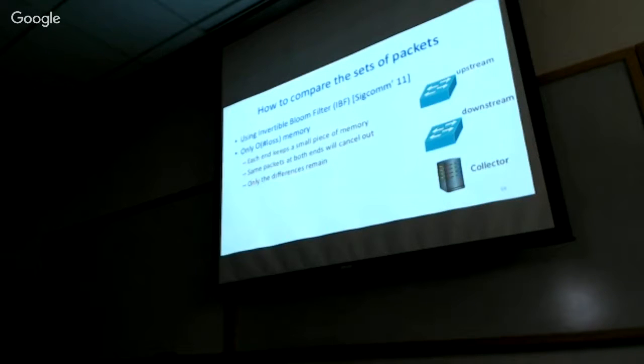The key idea is to use the invertible Bloom filter, IBF. The key insight that lets us achieve memory proportional to the number of losses is that at the upstream meter and the downstream meter, we both keep a small IBF. No matter how large the number of packets each meter sees, we keep adding them to the IBF. And when the collector compares these two IBFs, the same element, the same packet appearing at both ends, will cancel out. Only the differences remain in the result IBF. So the memory usage is only proportional to the number of losses.